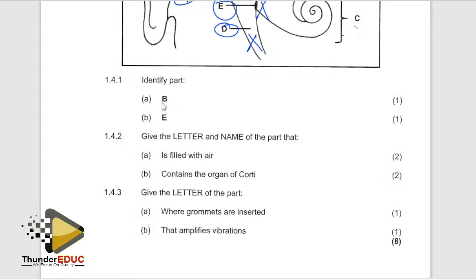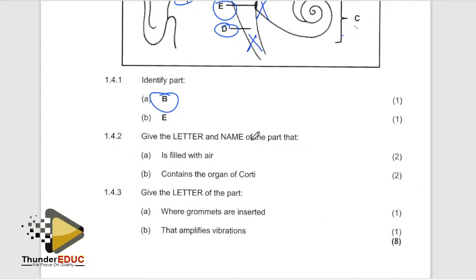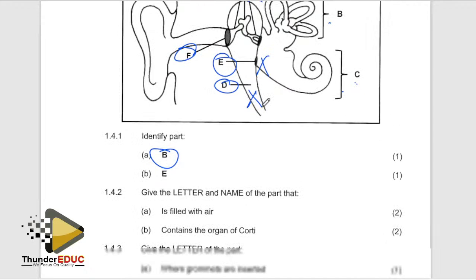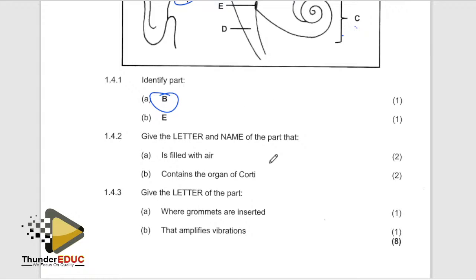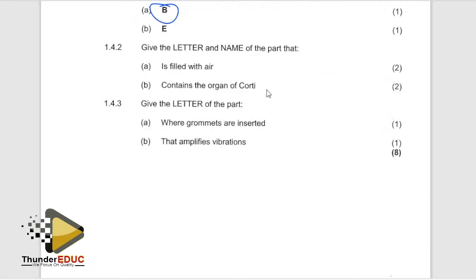Okay, identify what is B. B, we say that it is the semicircular canal. What is E? E, we say that it is the round window. Give the letter and the name of the part filled with air, that is the middle ear. Then containing the organ of Corti, it is C, which is the cochlea. So I think we got it.